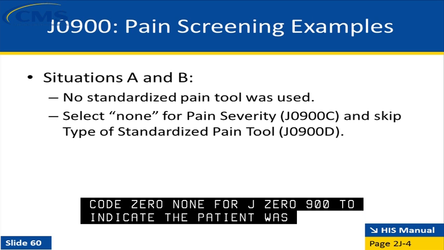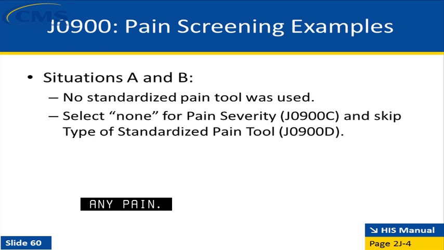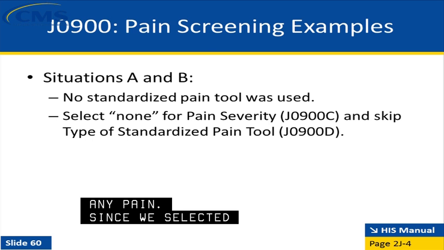And since we selected none as the pain severity, we would skip over Part D of this item and move on to the next item as directed by the skip pattern.